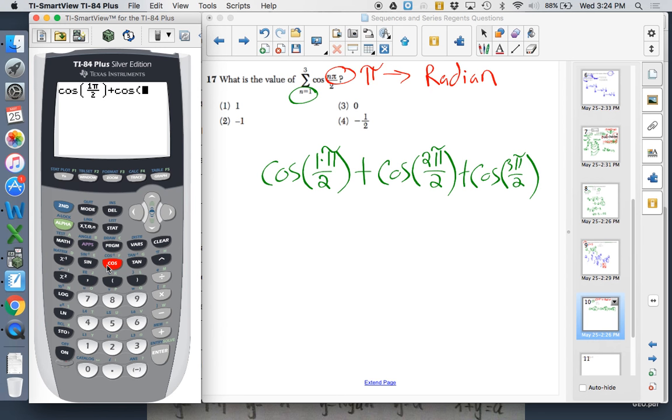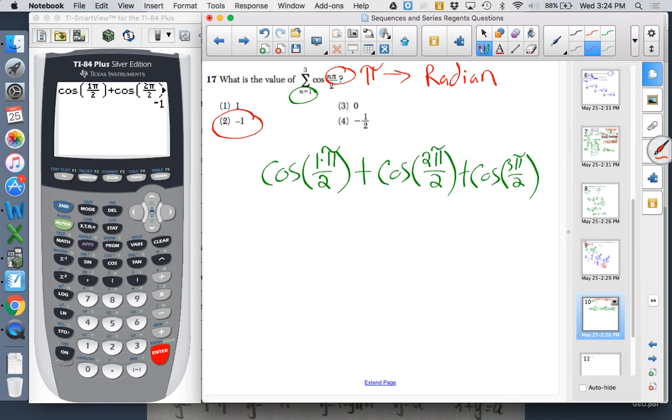Cosine of, get a fraction, 2 pi over 2, close that up, plus the cosine of, grab that last fraction we're going to need, 3 pi over 2, close it up, and final answer, -1, which is choice 2. I said that you could do this entire problem in your calculator. Here it is, a little calculator trick.